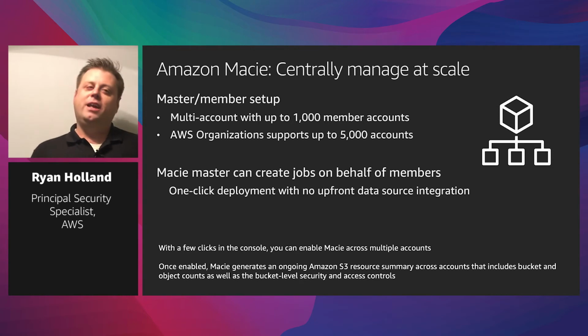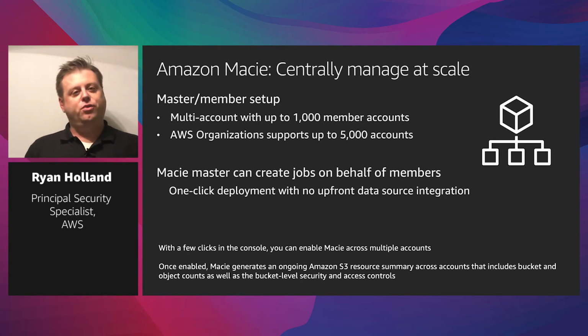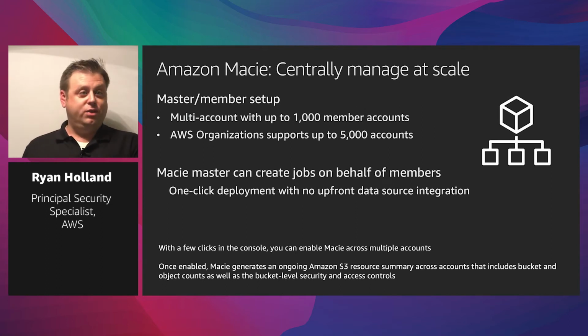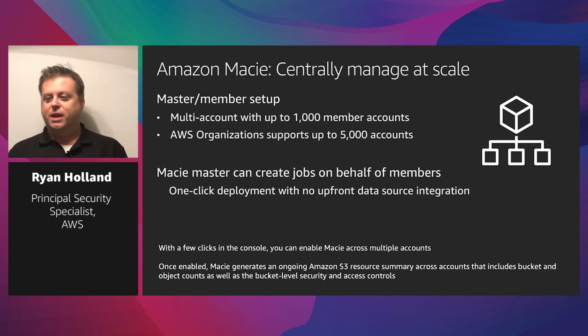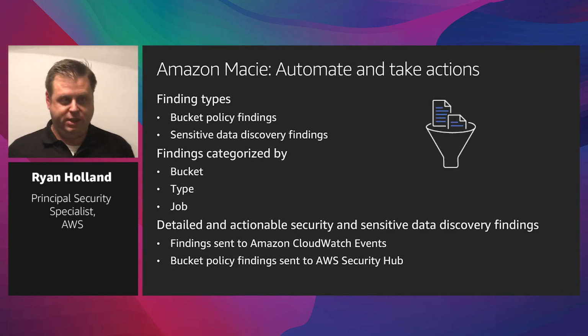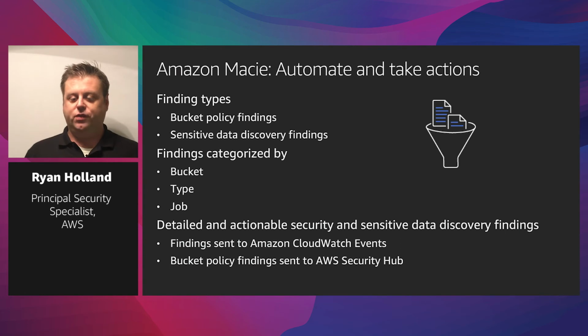And so by delegating the ability for an administrator to create jobs in those subordinate accounts, I can actually get the results from Amazon Macie about what type of data is stored there without having to have access to the objects themselves. And that last part is, again, taking action, right? So we need to do something with these results in order for them to be at all useful.